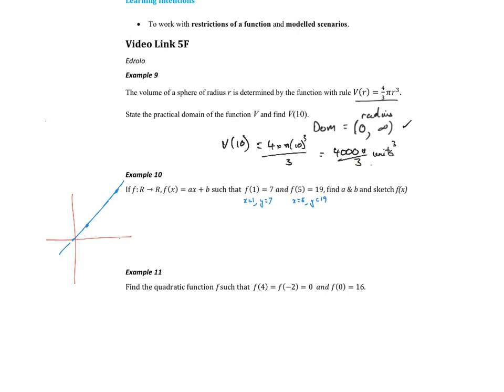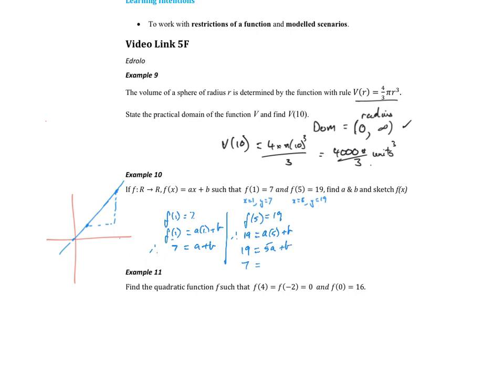All right, now we need to find the a and b values. So how do we find the equation of a line? We find our gradient and y-intercept. So we could go through the process and work out a rise over run, but instead we're going to use simultaneous equations. So we know that f of 1 is equal to 7, and that f of 1, if I substitute into the rule, is a times 1 plus b. So therefore f of 1, which is 7, is equal to a plus b. The other one says f of 5 is equal to 19. So that's saying that when x is equal to 5, y is equal to 19. So therefore 19 is equal to a times 5 plus b. So 19 is equal to 5a plus b.